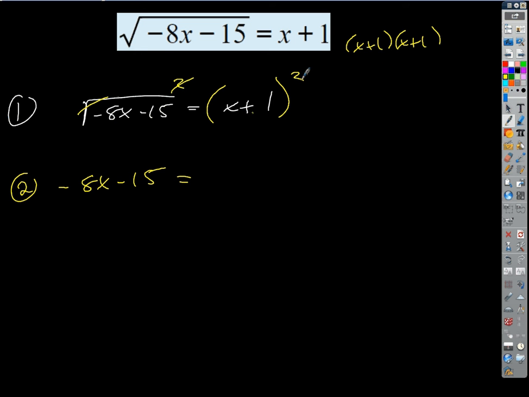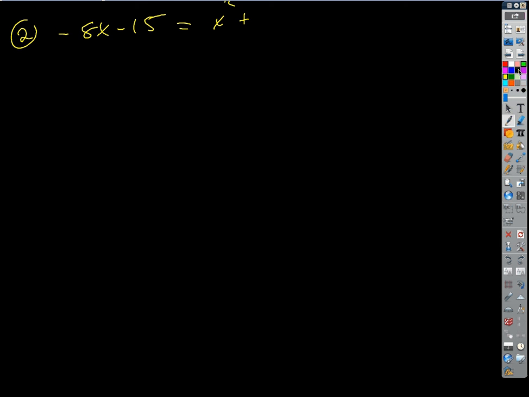What's that pattern? A squared plus... what? No, it's not. A plus b squared is not a squared plus b squared. You can't distribute when you're adding stuff, right? What was that pattern? Unit 6 stuff. Maybe you're not done with that yet. No, the pattern is a plus b squared is a squared plus 2ab plus b squared, right?